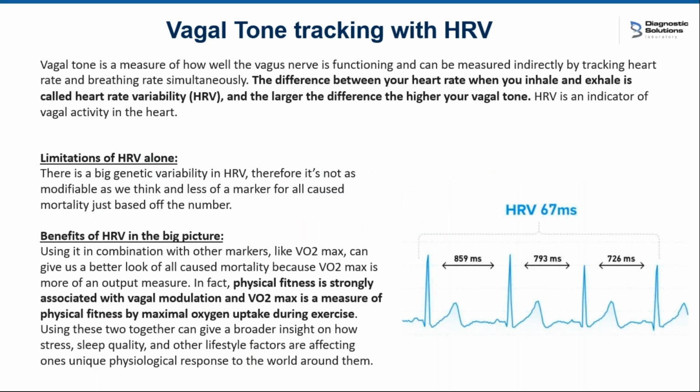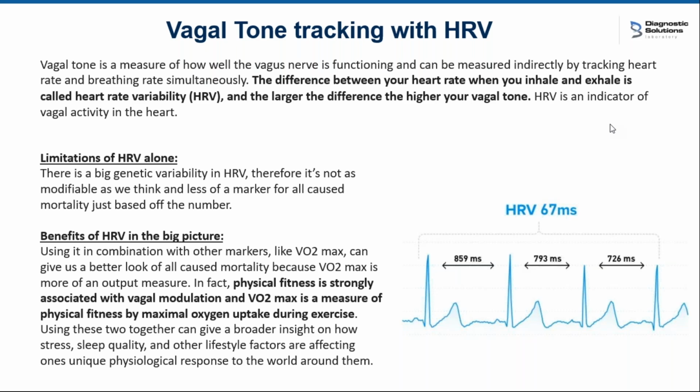We do this with, a lot of people are familiar with HRV. And so HRV is heart rate variability. And a couple things I want to mention about it. A lot of studies will use HRV when tracking or reporting vagal tone. But vagal tone, you've heard me say that word a lot. So there's the vagal nerve, but vagal tone is a measure of how well the vagus nerve is functioning.